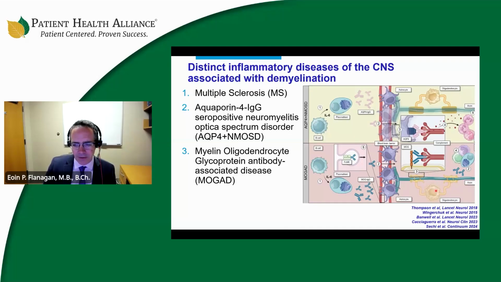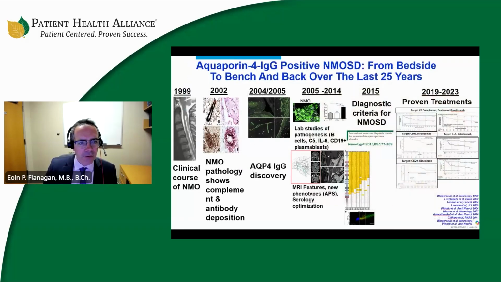Similarly, in MOG antibody disease, there's an attack on that insulation around the nerve within the central nervous system, the brain, the spinal cord, and the optic nerve. And this is just to highlight a little timeline of neuromyelitis optica spectrum disorder, because MOG antibody-associated disease is kind of following a similar timeline. And back in 1999, Dr. Brian Weinshenker and Dr. Dean Wingerchuk at the Mayo Clinic had reported that this neuromyelitis optica spectrum disorder seemed to be different to MS.